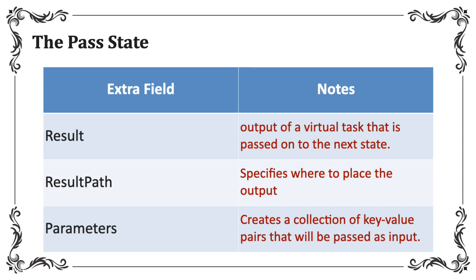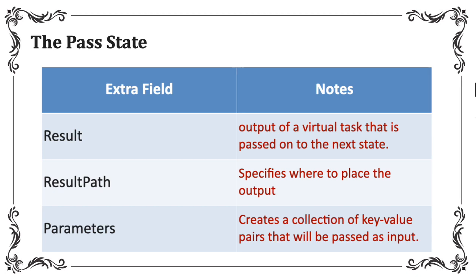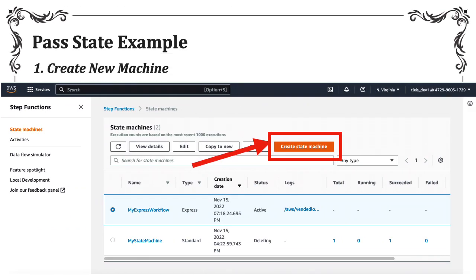output. Parameters creates a collection of key-value pairs that will be passed as input. You can specify parameters as a static value or select from the input using a path. Here's an example of a Pass state that injects some fixed data into the state machine.